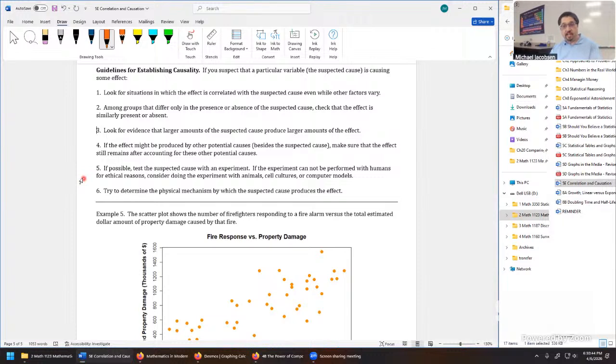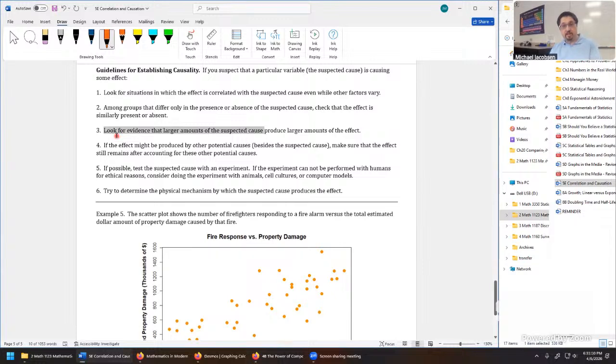Okay, well, still thinking of cause and effect between smoking causing lung cancer, the next thing that you have to do for guidelines for causality is look for evidence that larger amounts of the suspected cause produce larger amounts of the effect. And that's in fact historically what people did. They didn't just say, did you smoke or not, and determine the incidence of lung cancer. They looked at how much people smoked.